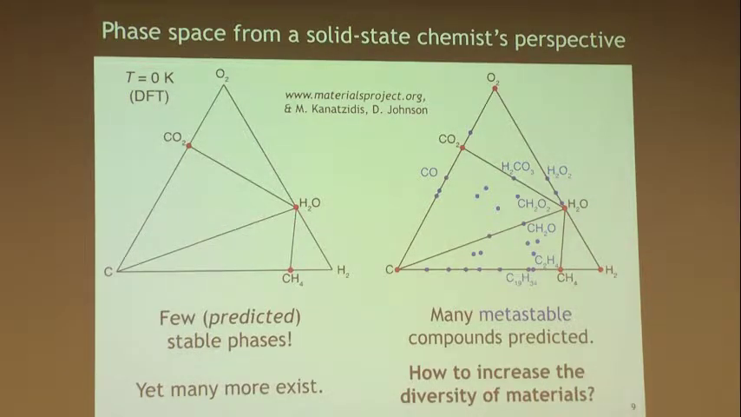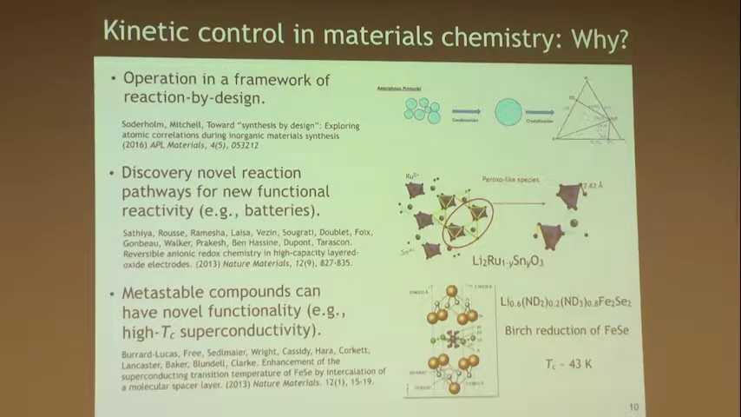We're not seeing them. And so how do we increase the diversity of functional materials that are out there, especially if we're only ever making materials that are the true thermodynamic ground state for a particular mixture of chemical potentials? So how do we make these? And there are a lot of reasons why you might want to do this. So operating in this framework of reaction by design, whether you're thinking about amorphous prenuclei or different molecular clusters and having them condense and crystallize, maybe that's a cool way to find new materials.